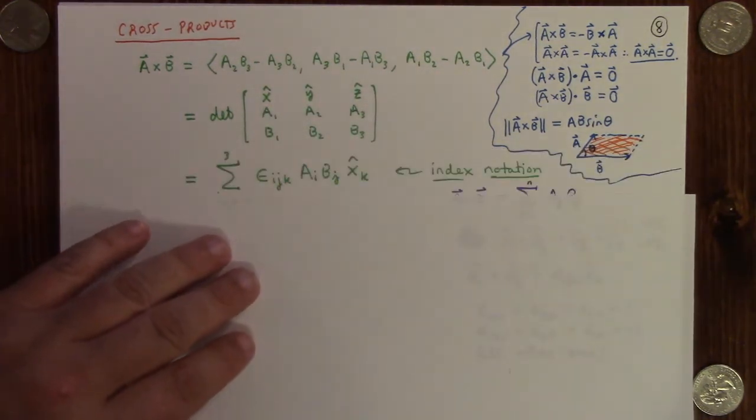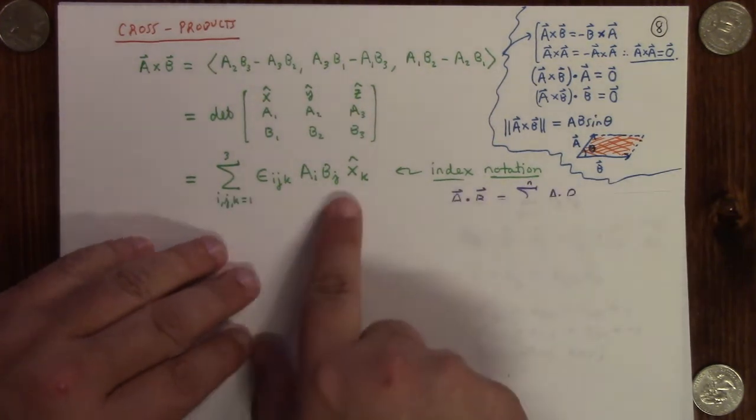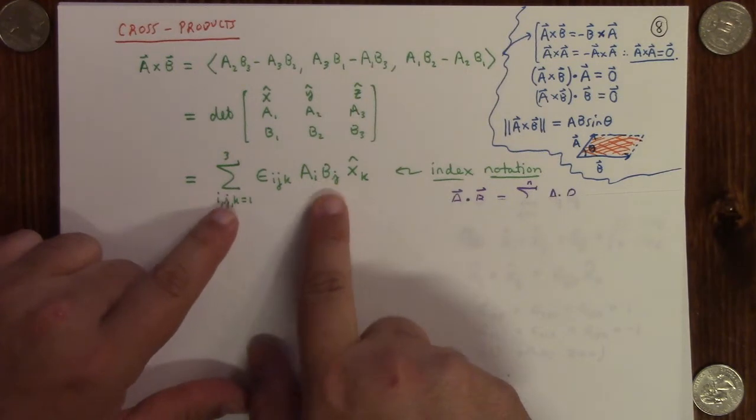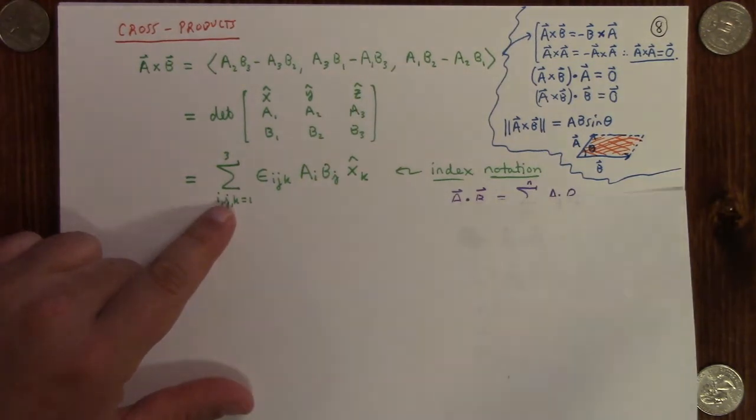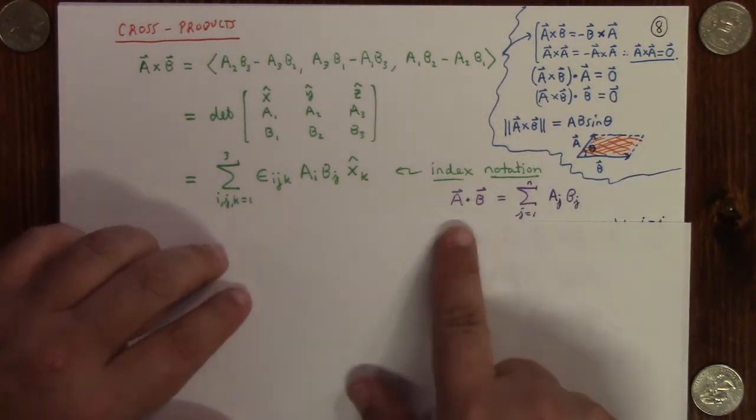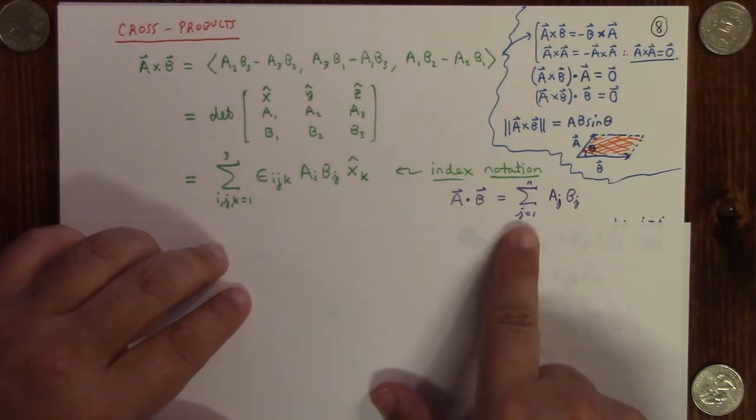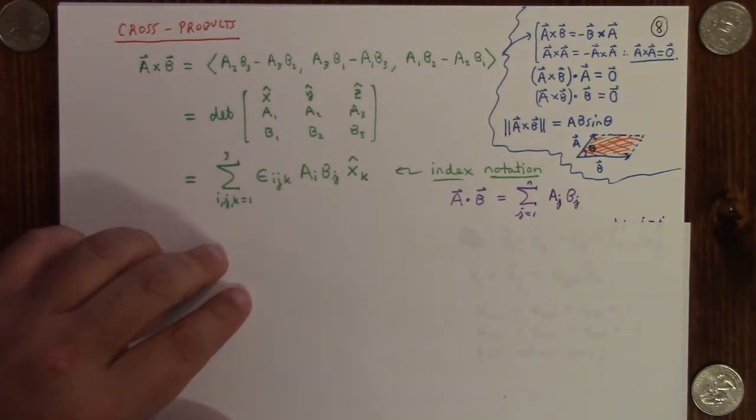Or you can look at it in terms of index notation. This is like a slick formula for the cross product. I use this to make proofs. There's also a slick formula for the dot product. A dot B is the sum over j equals 1 to n of aj bj.